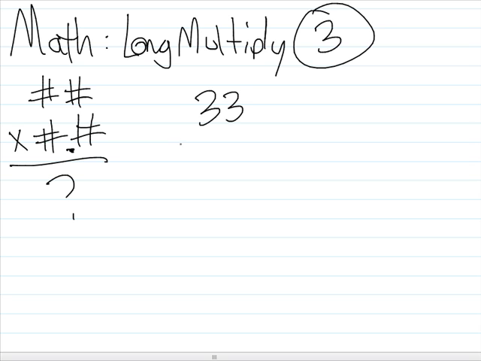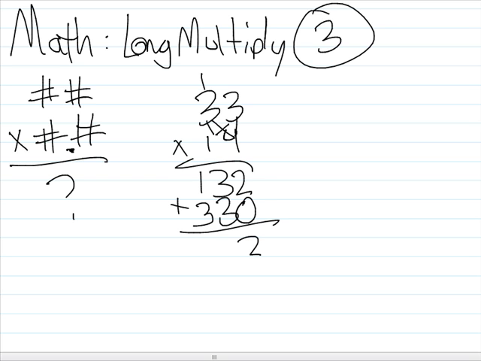So if I wanted to do 33 times 14, using the same technique I showed you before, we would say 4 times 3 is 12, carry the 1. 4 times 3 is 12, adding the 1 is 13. And then 1 times 3, don't forget your placeholder 0, is 3. And then 1 times 3 is 3. And this would be the answer, 2, 6, 4, if there were no decimals.